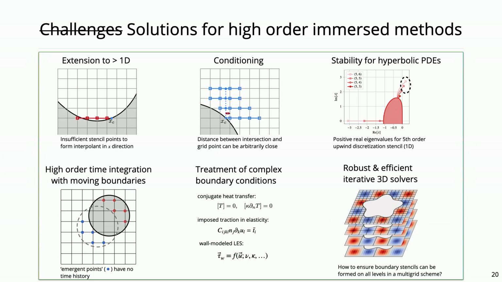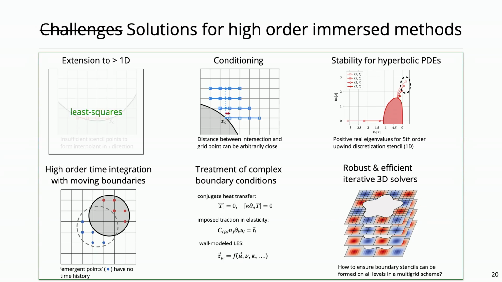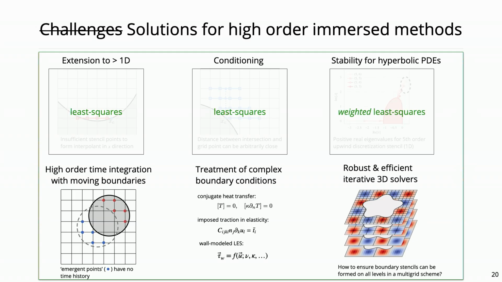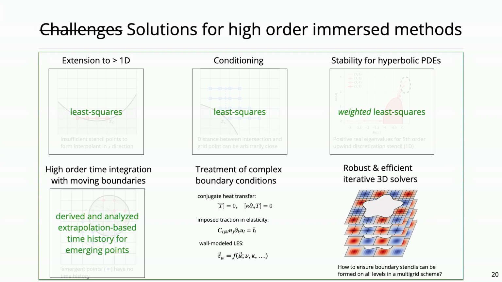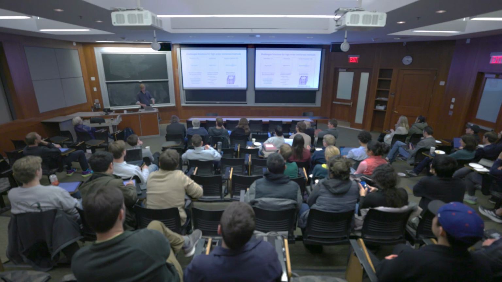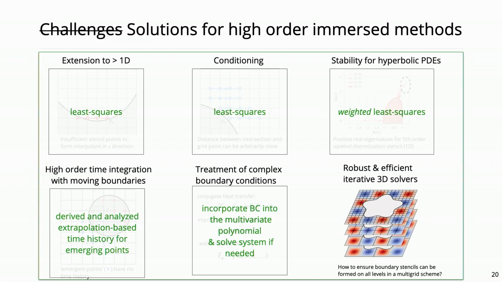So our solutions to high-order methods are essentially summarized here. Least squares solves a bunch of these things: the extension to high dimensions, conditioning, and the weights in the least squares solve, and stability for hyperbolic PDEs. I didn't show you our work, but we derived and analyzed an exponential-based time history approach for emerging points, so we can also get high-order time integration.